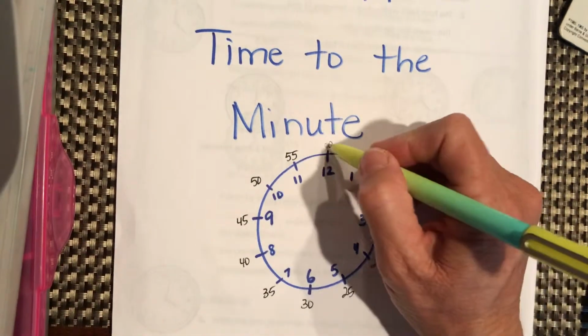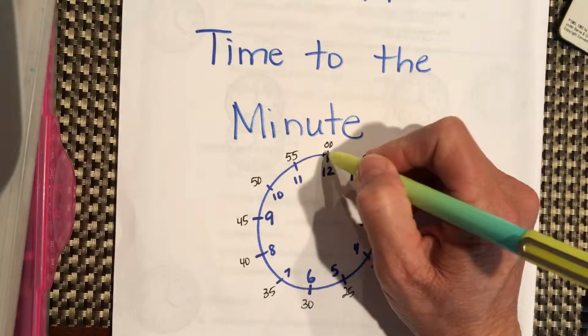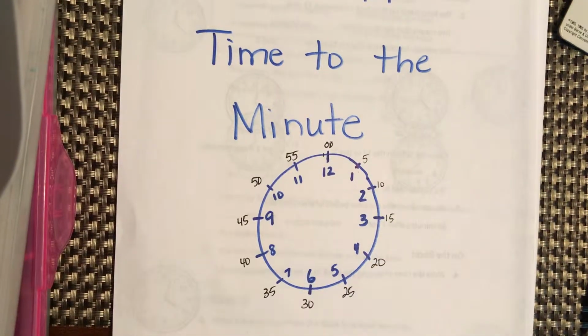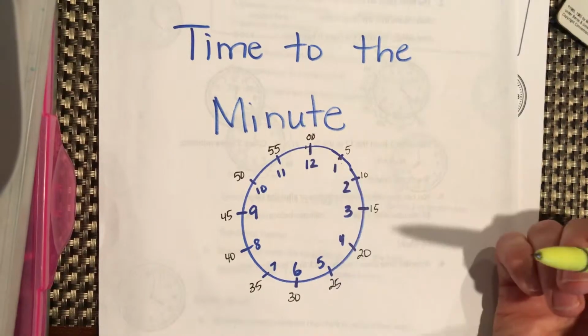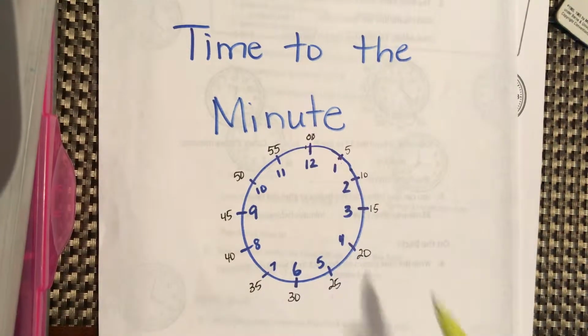When we get to 59, it becomes the next hour. So we don't ever say that it's 3:60. We can say it's 3:59, and then it's 4 o'clock. But whenever we're talking about the numbers, we know that there's 60.